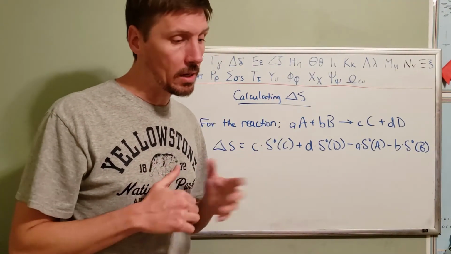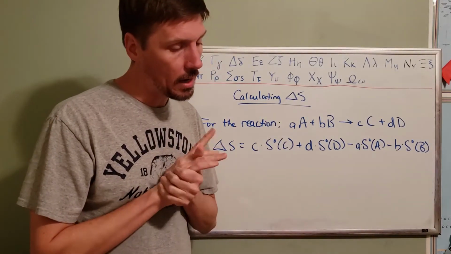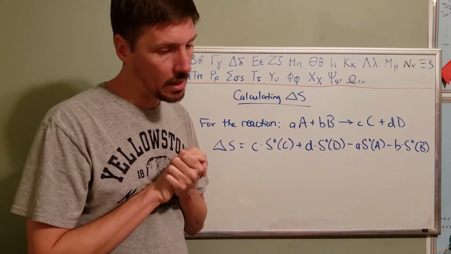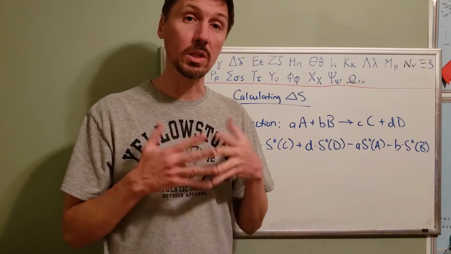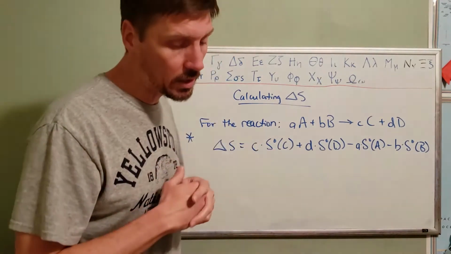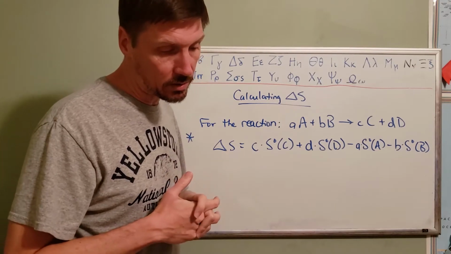Well, we have a similar table for entropy, all right? And so absolute entropies, that table is on page 437 in your book, and similar to the standard enthalpy table that we had, the absolute entropies table is also only good at 25 degrees Celsius. So something to keep in mind. This is at room temperature, at 25 degrees Celsius.